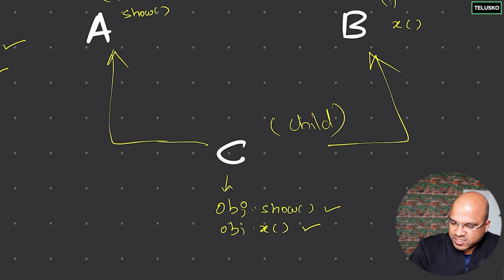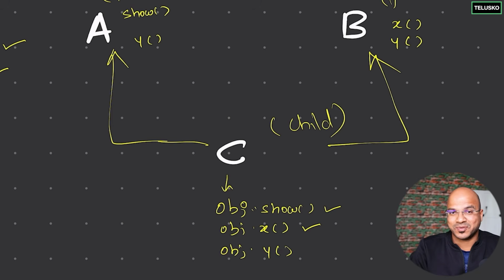But what if there's a method called Y, which is there in A and B both? Now if you're trying to say obj.y, the problem is from C we don't have it, and A and B both have this method. Which one will you choose? That's a confusion, right? It is almost the same as if your phone is dead and you want to call someone, so you ask your parents, and both parents have a phone. Which phone will you choose?